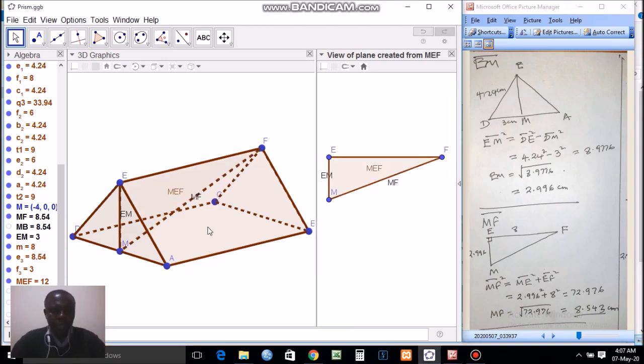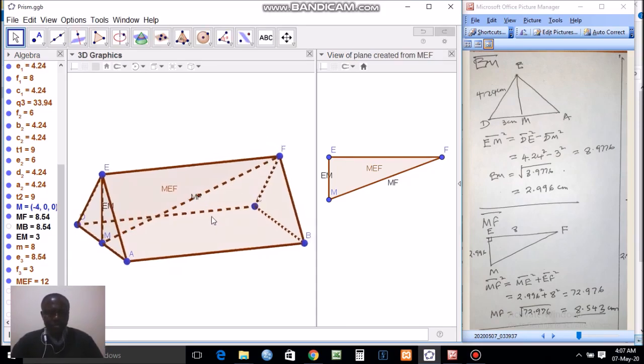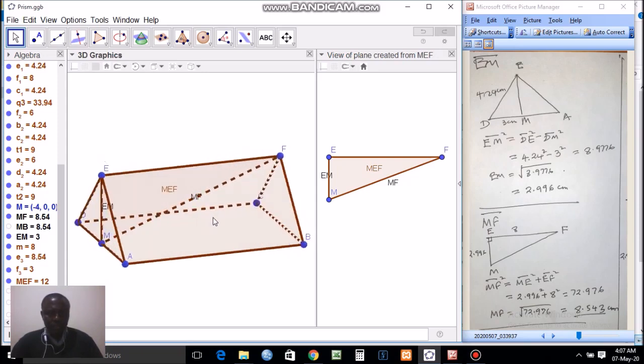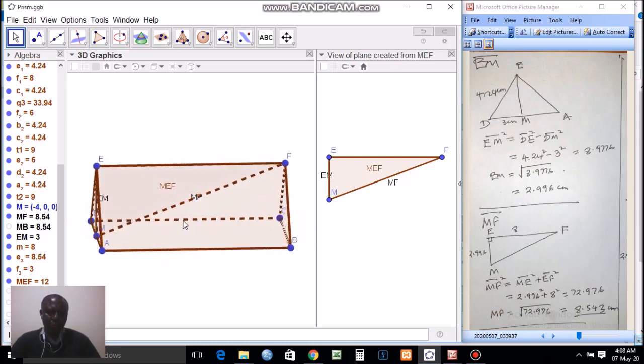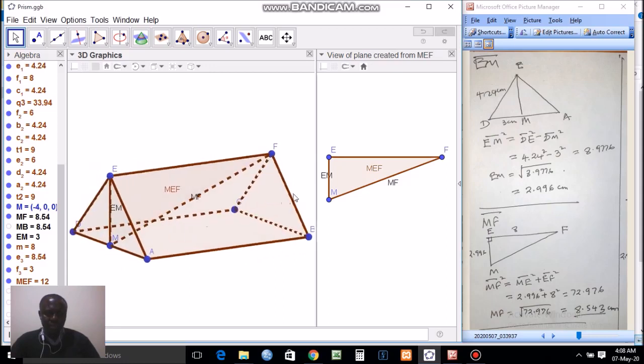Now we look at MF. Let us analyze it. MF is the line from M to point F. You can look at it keenly. As we said before, it is important for us to identify the plane figure on which MF lies. Now, MF lies on triangle MFE. So we need to extract triangle MFE and draw it separately. And if we draw it separately, triangle MFE will be a right angle triangle at E.